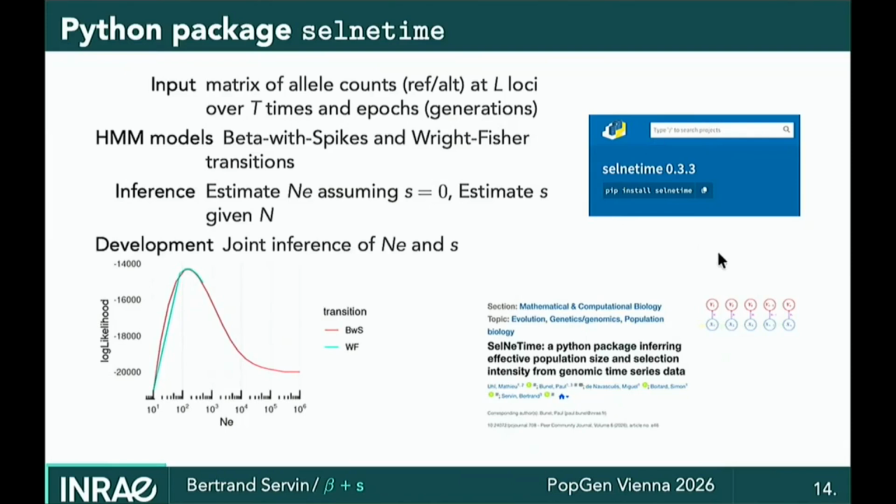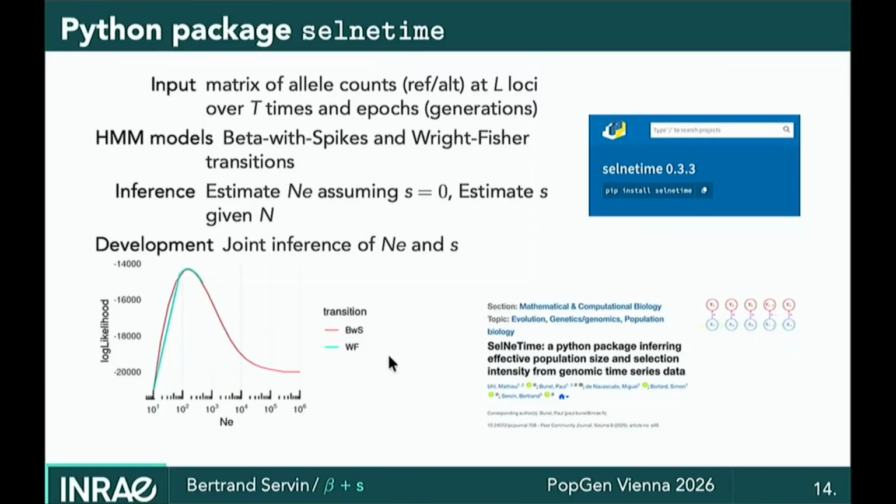And this is an example. This is just to show what happens when you use a package to estimate Ne. For different Ne, you get the likelihood, and you can just pick your best one. And the red curve is the parametric approximation using the beta with spikes distribution. And the blue curve is the Wright-Fisher, and you can see the Wright-Fisher, you can only compute it up to, say, 1,000 population size. Afterwards, it becomes computationally intractable.